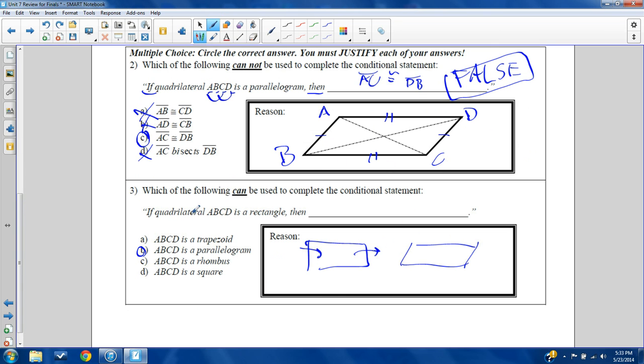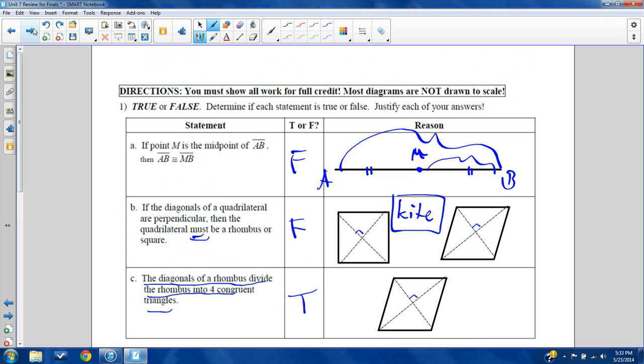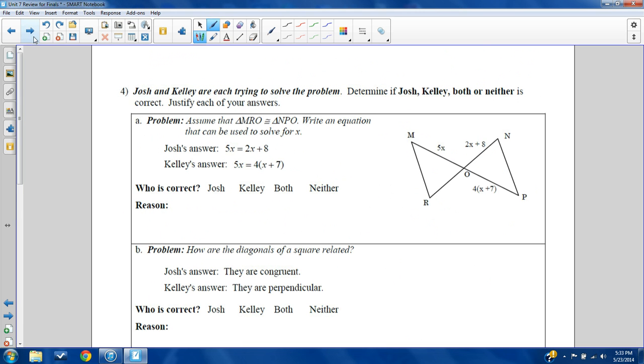Now, a parallelogram is not a rectangle. It doesn't work the other way, just like that human male thing. Okay? The converse does not always work. You have to make sure that you know which way you're looking at. Rectangle has all of the properties of a parallelogram. But a parallelogram does not have all the properties of rectangle because it does not have 90-degree angles. So again, just definitely something to keep in mind there.